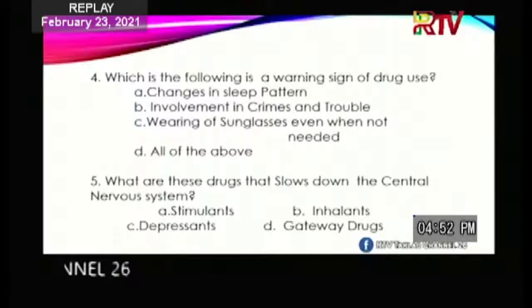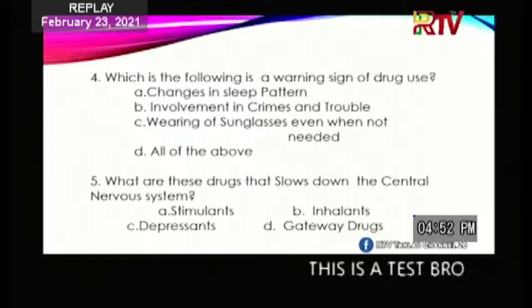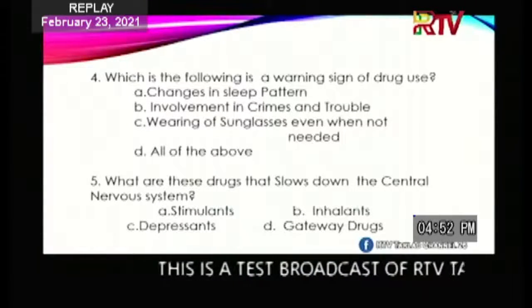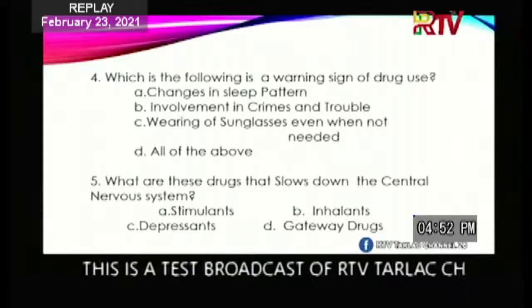Number 5. What are these drugs that slows down the central nervous system? A, stimulants. B, inhalants. C, depressants. D, gateway drugs.